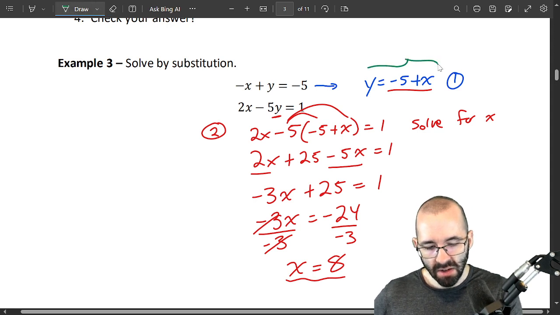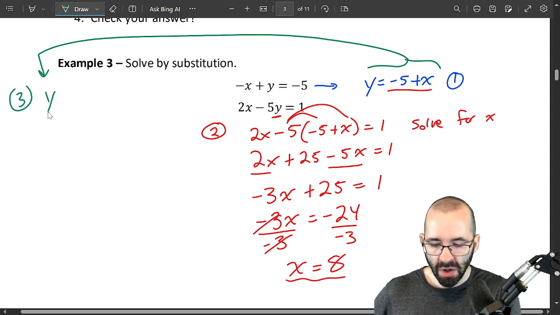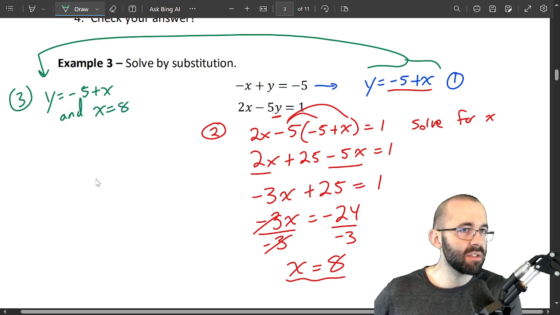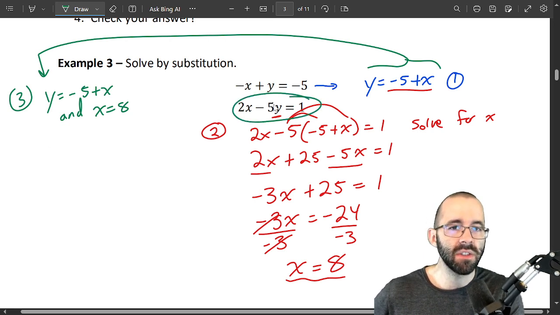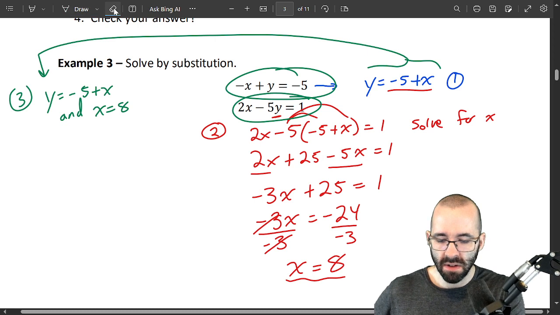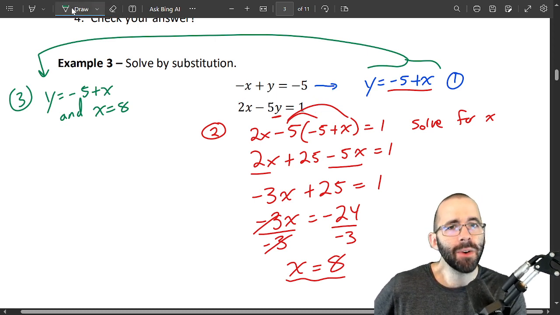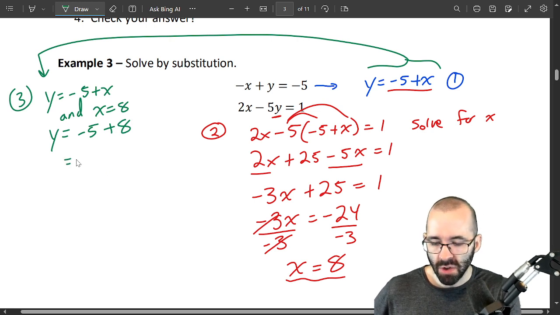I'm going to say, okay, let's go over here. This will be step 3. We know y equals -5 plus x, and we know that x has to be 8. We can use this to find y. Technically, we could have used this equation too, or this equation. But the one that we're using, the blue equation, is already solved for y, so it makes our job easier. The y is going to be -5 plus x, and x was 8. The y is just +3.